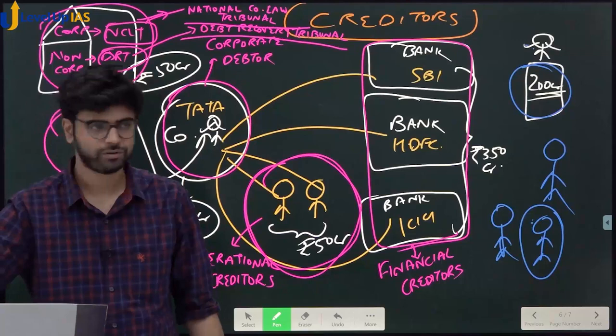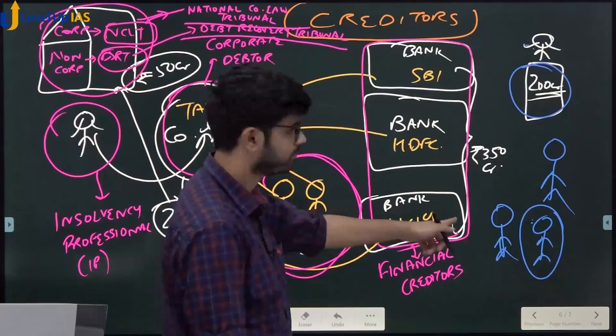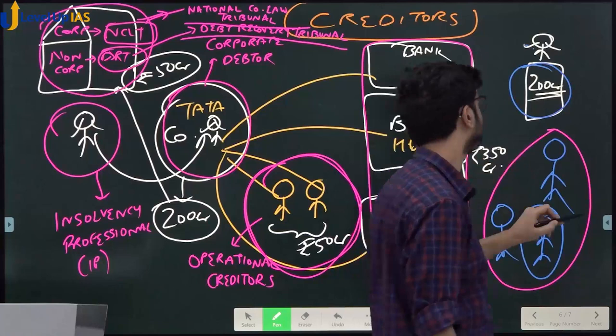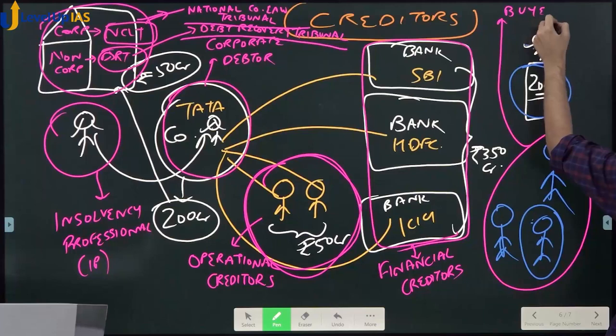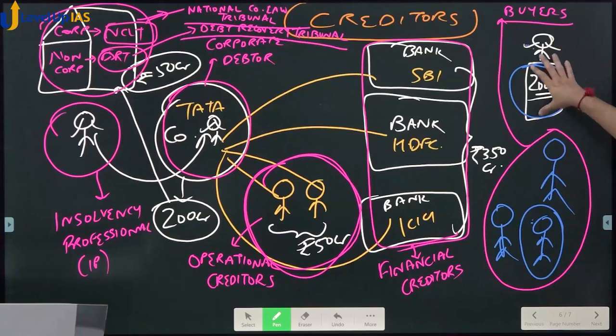Who is remaining? These guys are remaining. These guys are called buyers. Simple. Buyers. Acha, one more very important thing. When this guy will take a decision, do you think he will take it on his own or he will call everyone? Whose decision? It is their decision. He is just an agent of the court to ensure that everything happens.